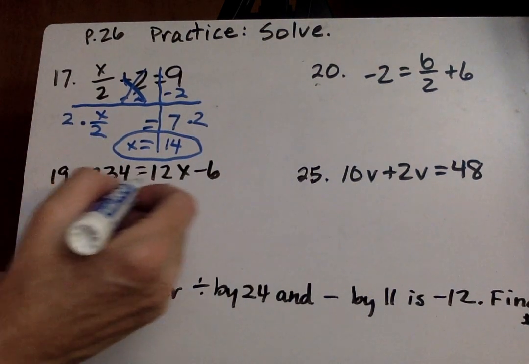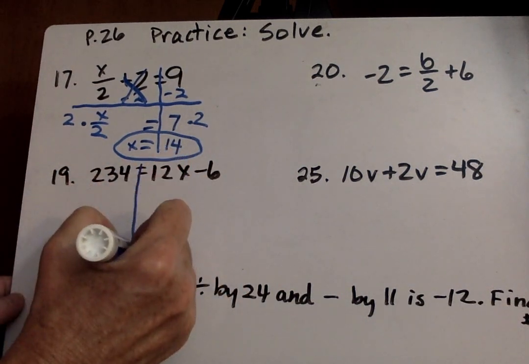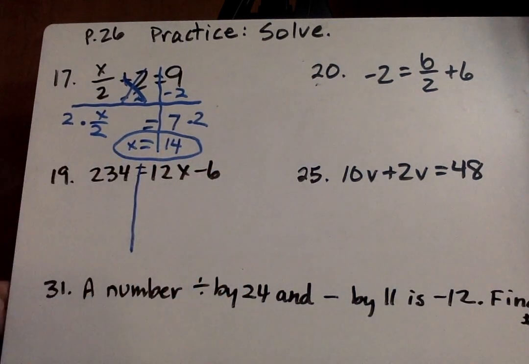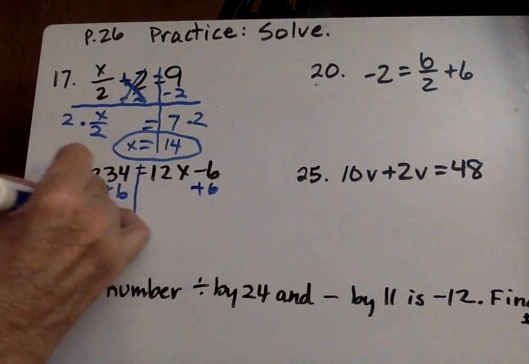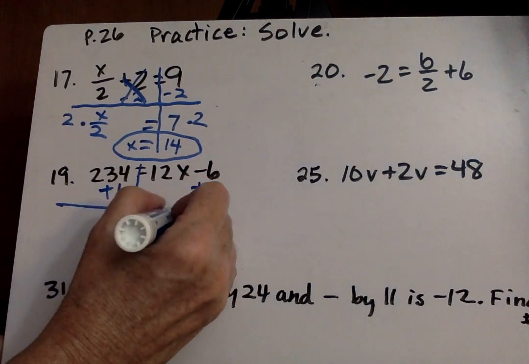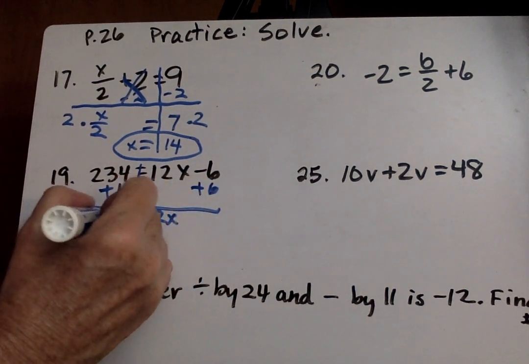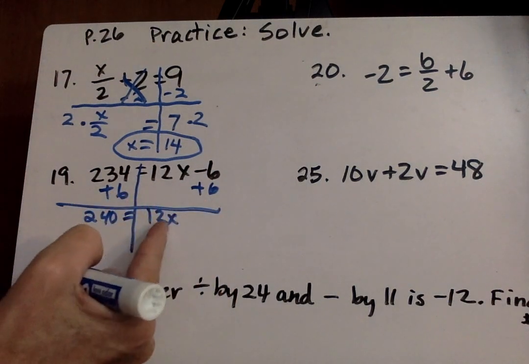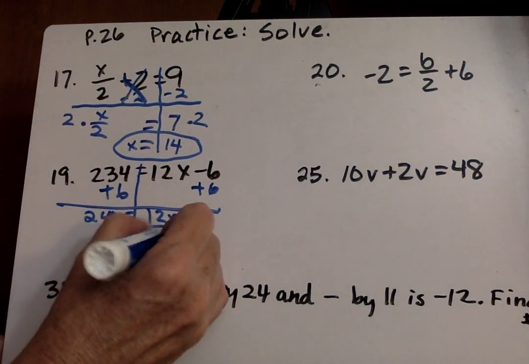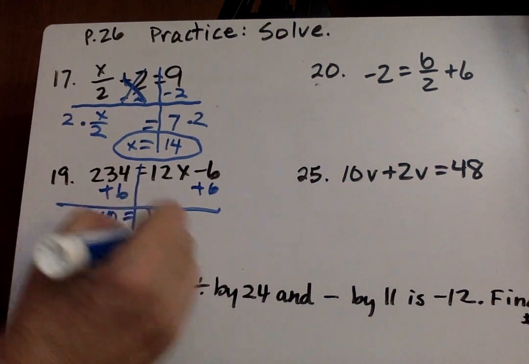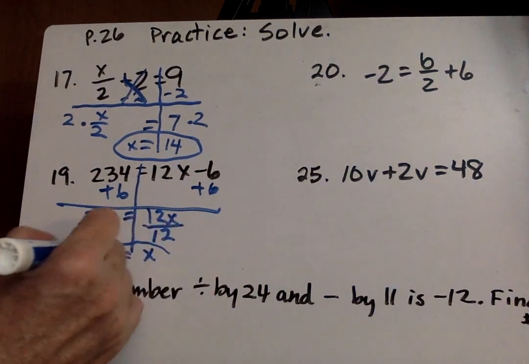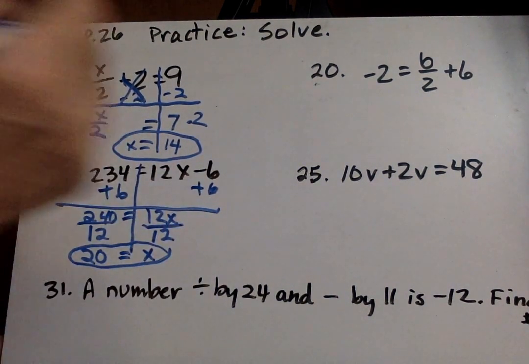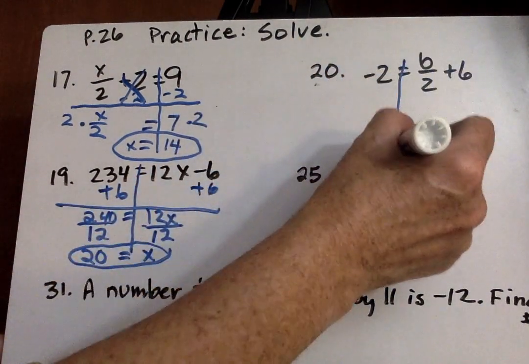Let's go on to 19 over here. Draw a line down the equal sign. There's our variable. Again, there's no parentheses, so we go straight to add or subtract. There's my subtraction sign, so I'm going plus 6 on both sides. Now, this is times x, inverse operation, divide. Divide by the number in front of x. And we're done.